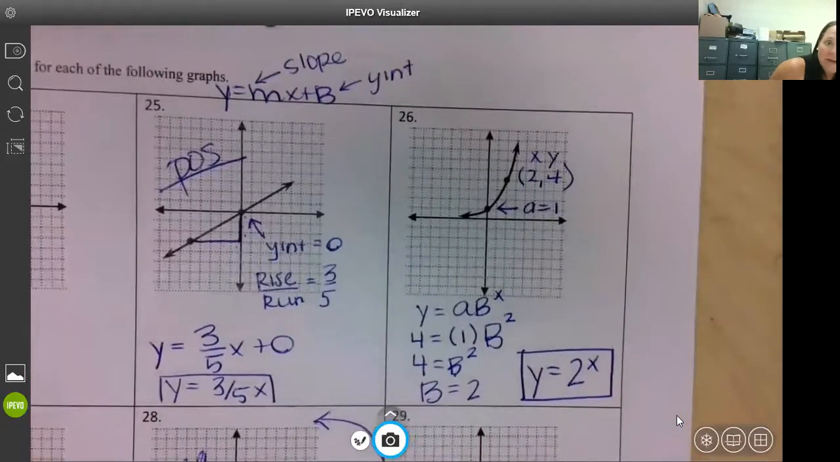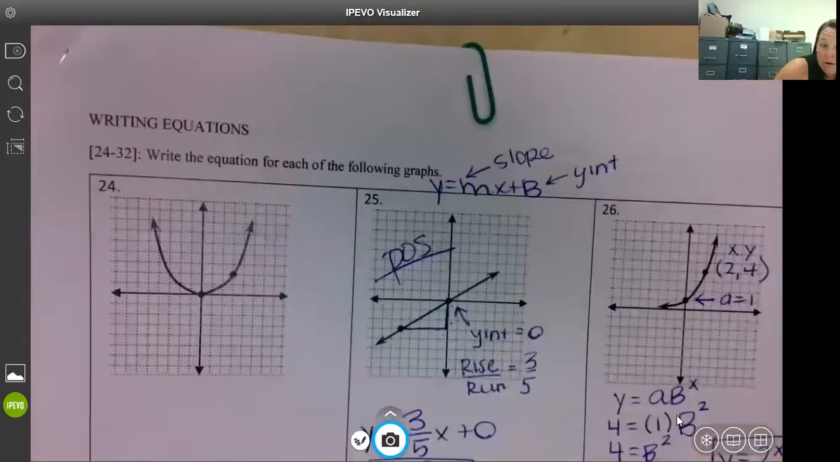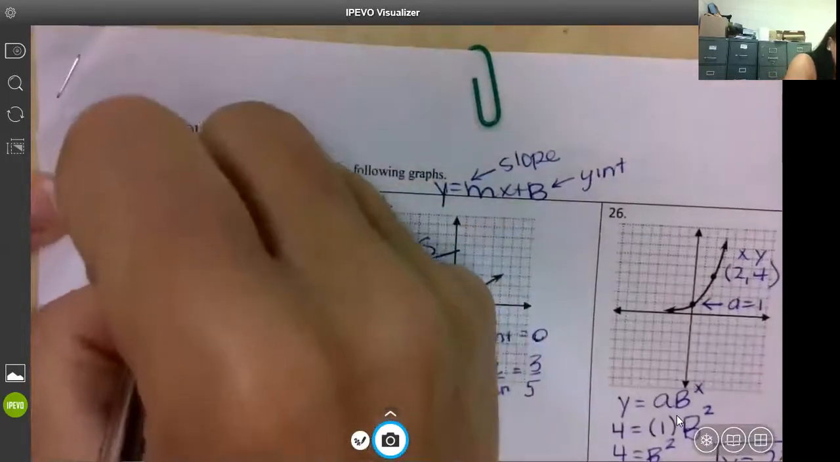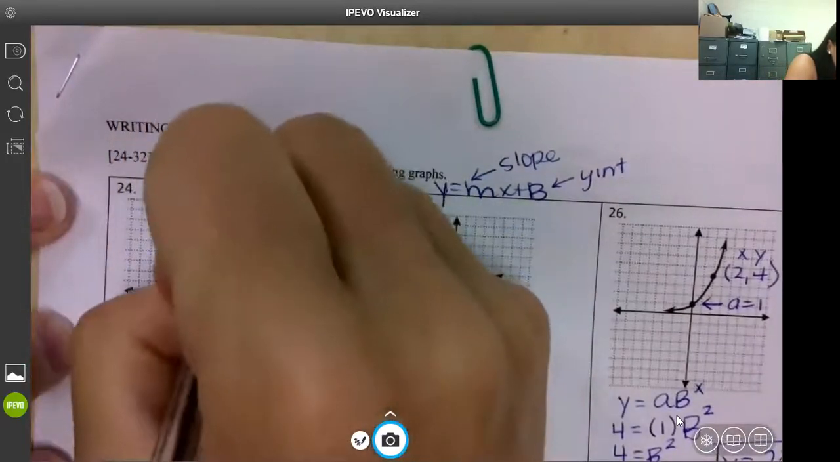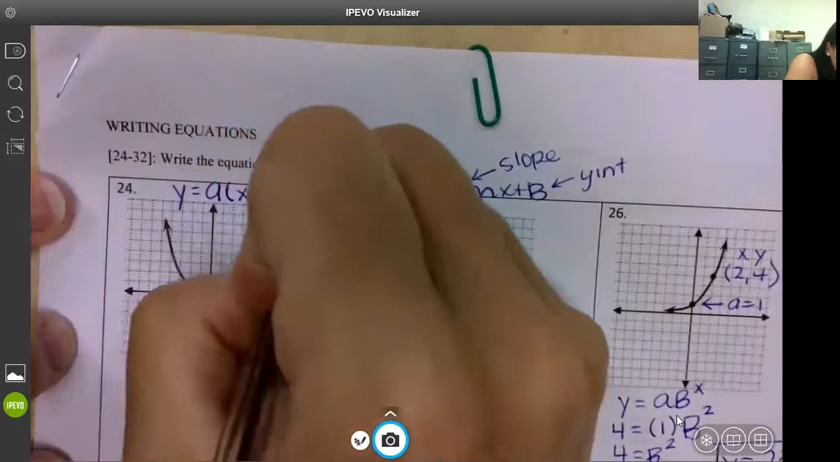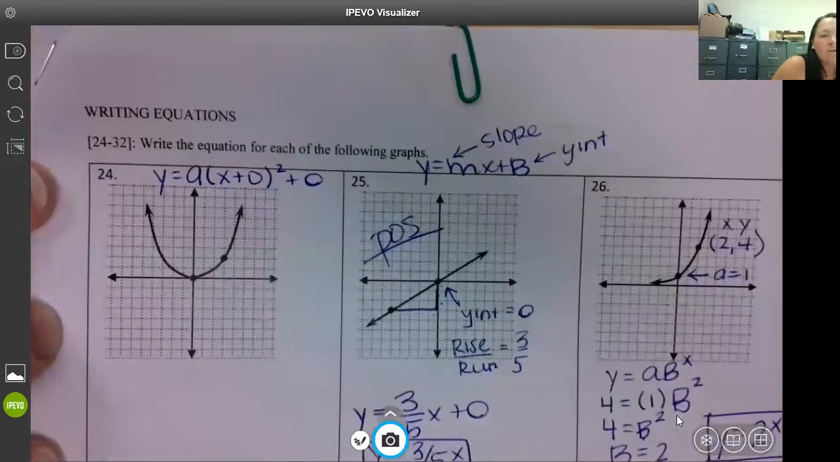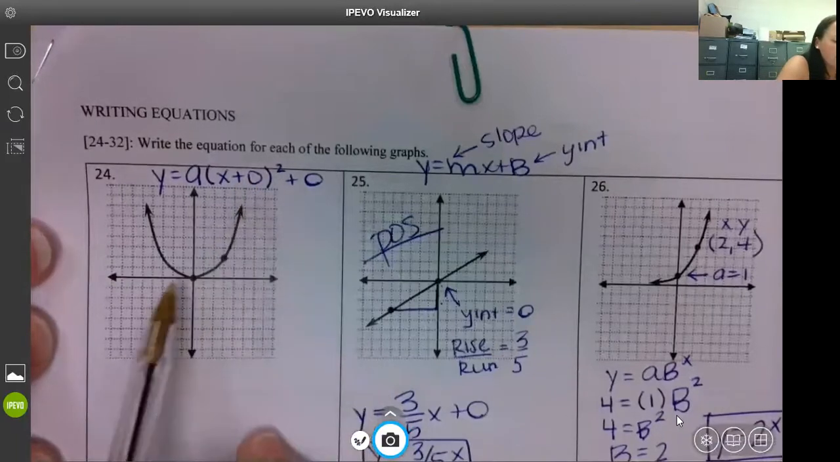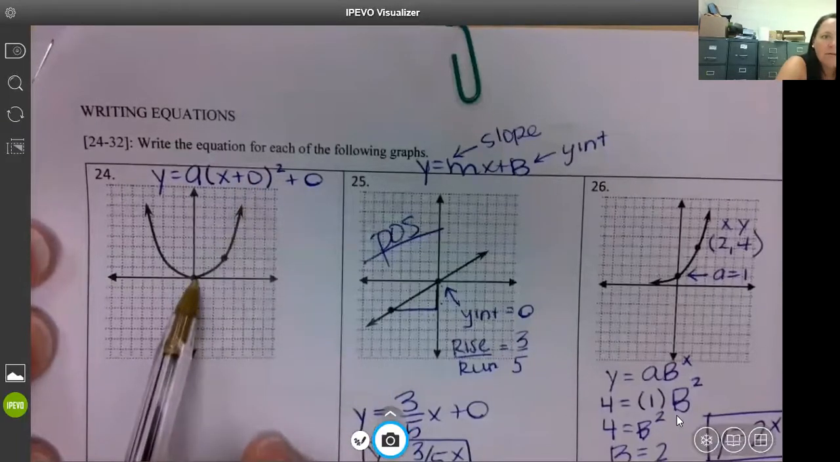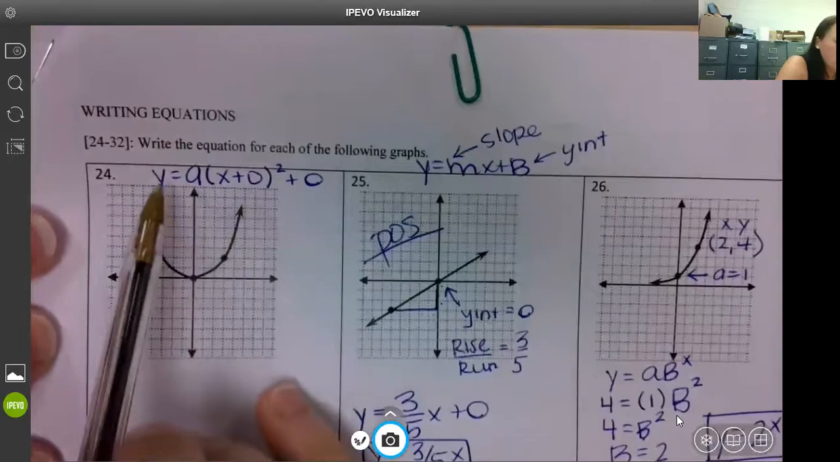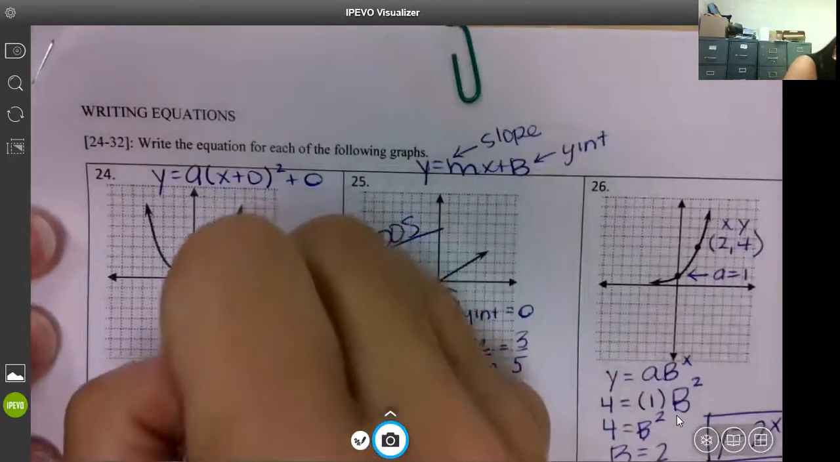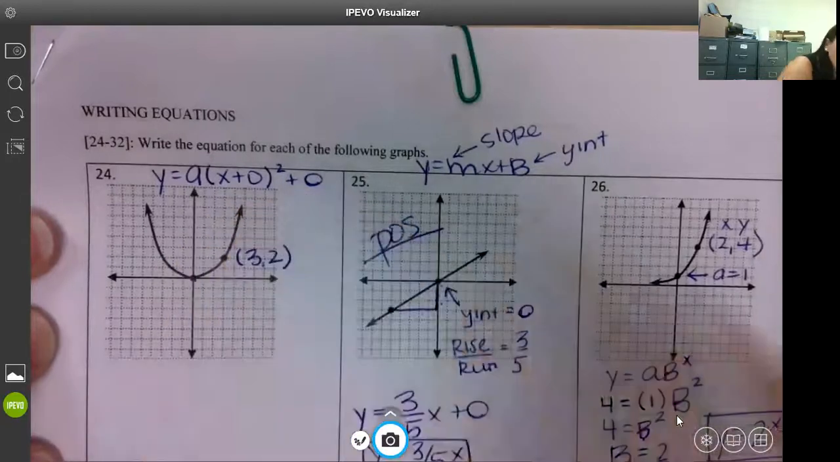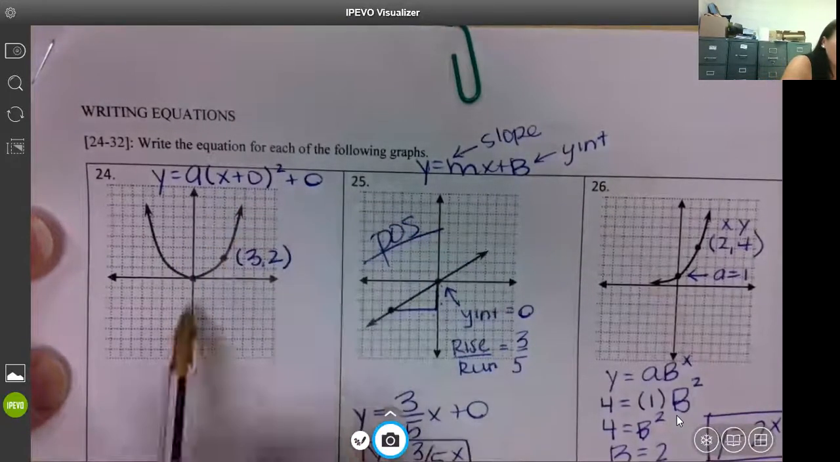Okay, your quadratics actually are a little bit longer. So that's why I waited till last to do those. So we're going to check those out. Our equation for that is y equals a times x plus 0 squared plus 0. We're going to plug in for y and x, and we're going to solve for a. So we know the 0, 0 because the vertex is 0, 0. Eventually we'll put in something different. But then our x and y come from this other point, which is 3, 2. So then we're going to plug it into this equation.